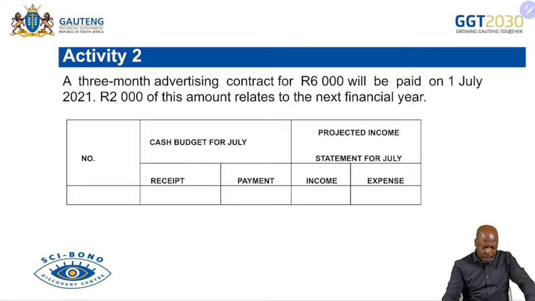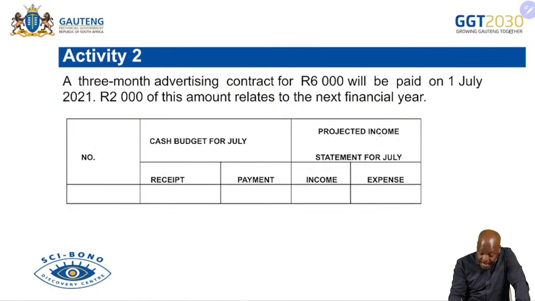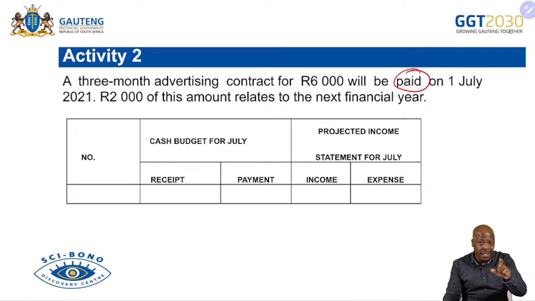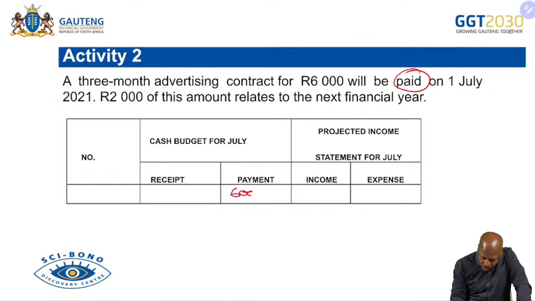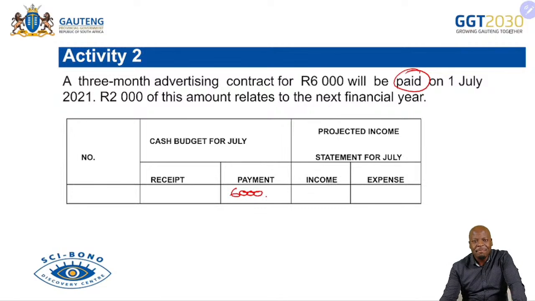Let's see where they want us to record it. If I'm going to record it, where would I put the amount? A 3-month advertising contract will be paid. The key word is paid. Once I hear the word paid, cash budget. Paid, cash budget. It will be paid on the 1st of July. So if I'm going to pay it, I'm going to bring it now to my payments. 6,000 here. All right.